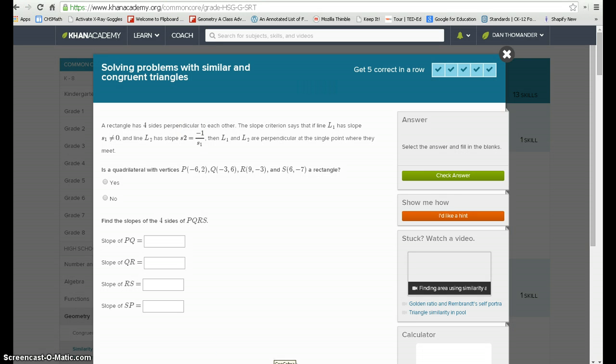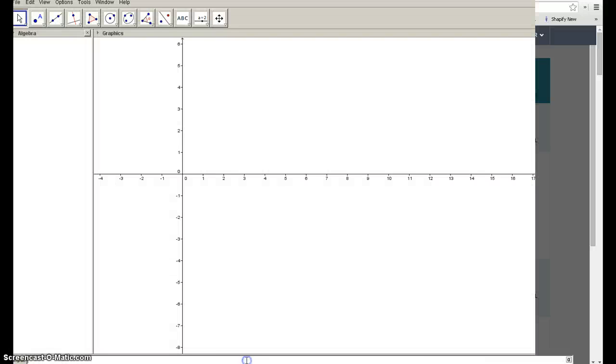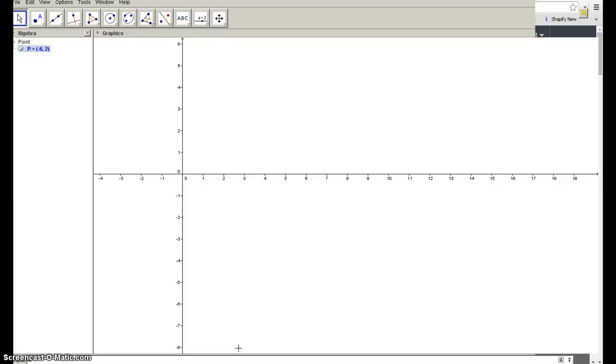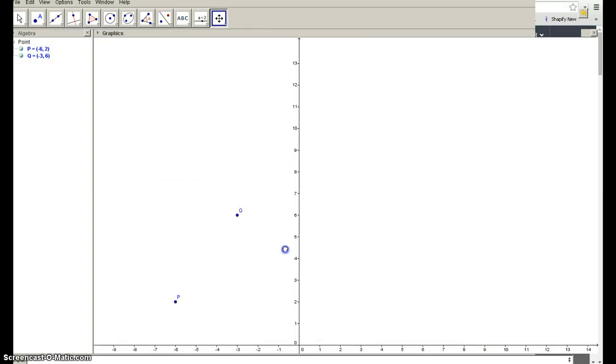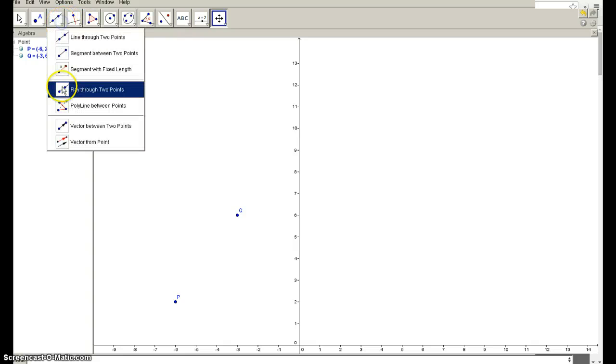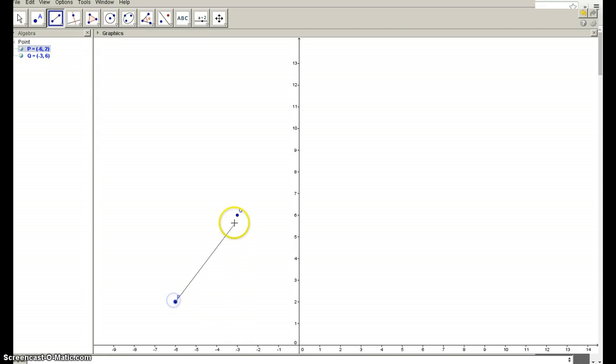I'm going to see if I can do them even quicker using GeoGebra. If I pull up GeoGebra down here in my input, I say P equals ordered pair -6,2, and Q equals ordered pair -3,6, and I hit enter. Then I drag my screen down where I can see P and Q. If I make a segment connecting them, I can measure the slope using my measurement tool for slope. Touch the slope there. We have 1.33 repeating, which is 4/3.